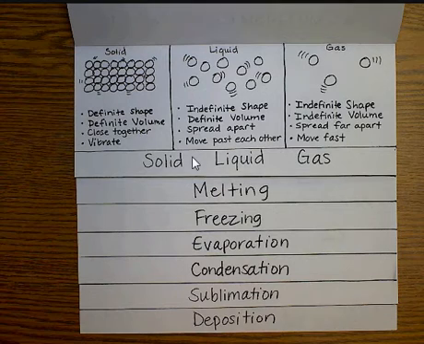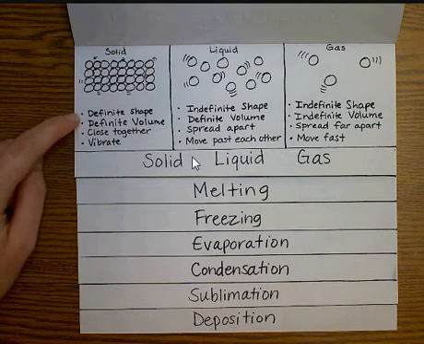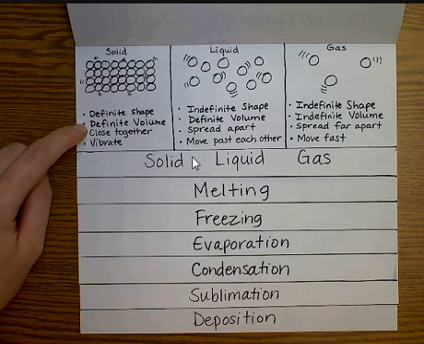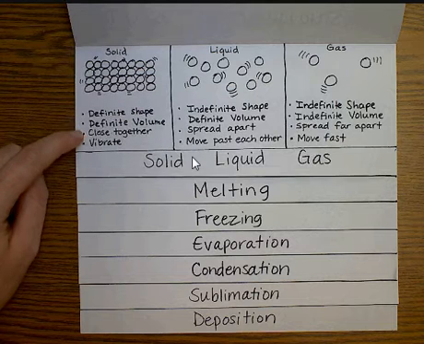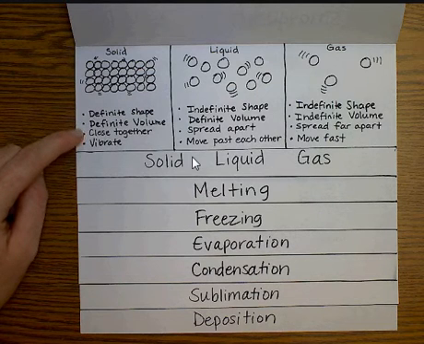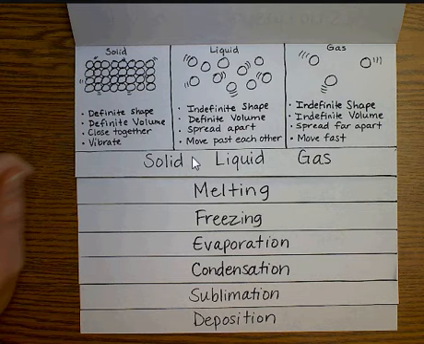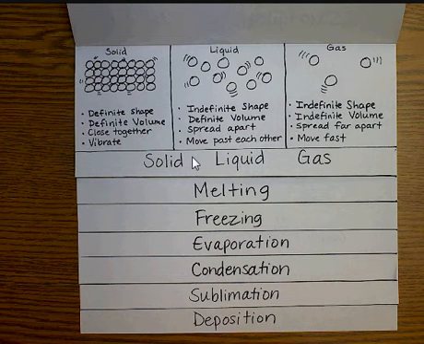So the 4 main things you need to know for this is that solids have a definite shape, which means that they do not change. They have a definite volume, which means the volume does not change. The particles are close together and they vibrate. So they're barely moving and you can't see the movement, but they are vibrating.